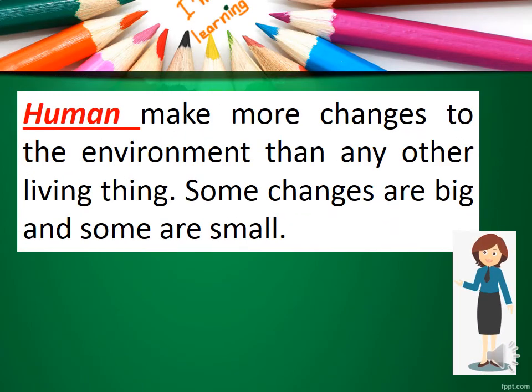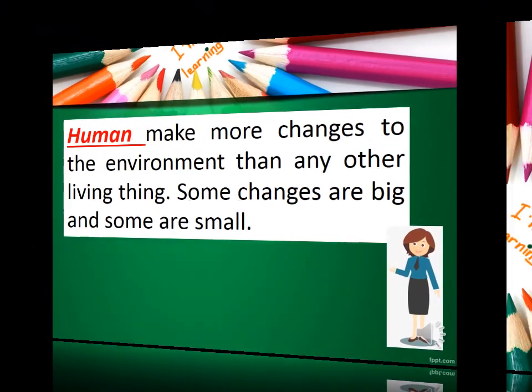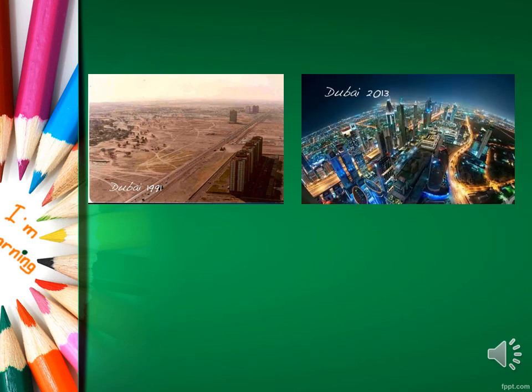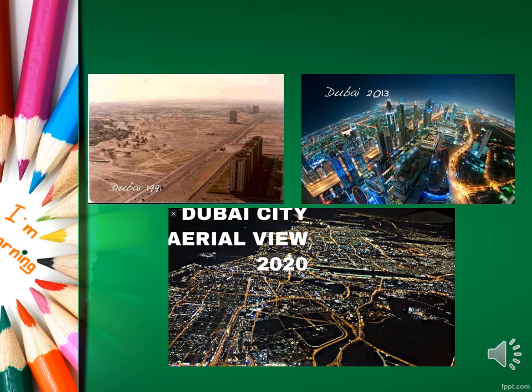Humans make more changes to the environment than any other living thing. Some changes are big and some are small. Let's see how humans changed the environment of Dubai. This is Dubai in 1991. And this is Dubai in 2013. And this is Dubai in 2020. Can you see the big difference? Humans did all those changes to meet their needs.